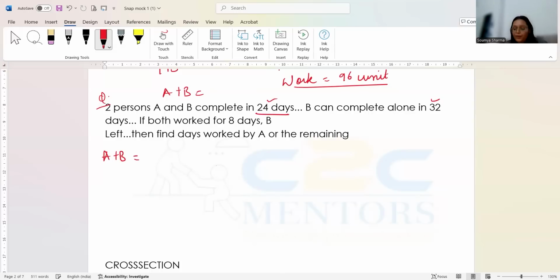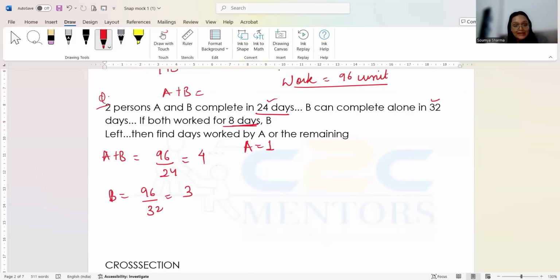This 96 units will help me to get the efficiency. A plus B do it in 24 days, so A plus B's efficiency will be 96 divided by 24, that is equal to 4. And B's efficiency will be 96 by 32, that is equal to 3. From here, as I have always told, efficiency can be directly added. So A's efficiency is 1.